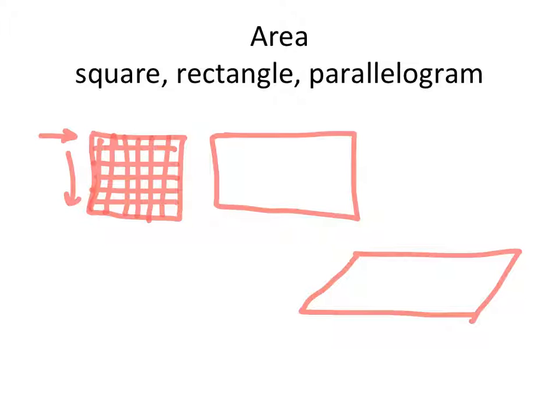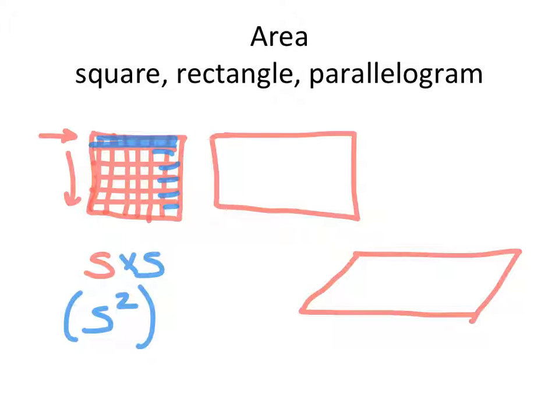In a square, the sides are all the same size. So s would be how many squares it would take to make a row across. And if we took that times s again, that would tell us how many of those rows we need. s times s is the same as s squared. So the area formula for a square is sides squared.